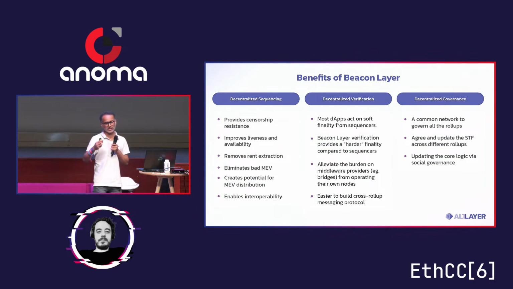And as I mentioned earlier, because your network does verification, you can build much better interoperability protocols tapping into that. You could also potentially use it for governance. Because all these rollups are tied to one base beacon layer, if you wanted to update any parameters, it could easily be applied to all the rollups that exist on top of that beacon layer.